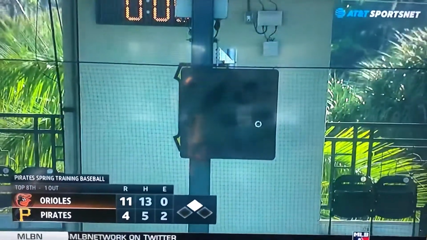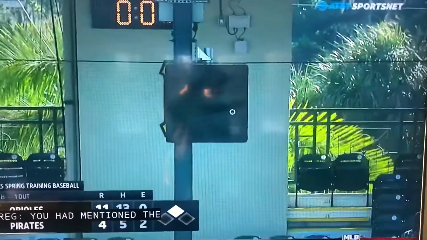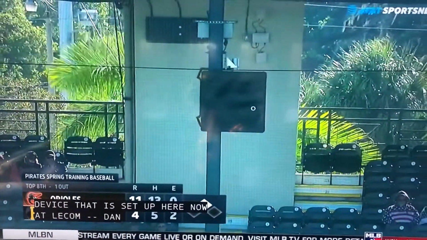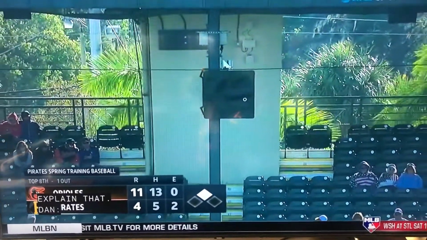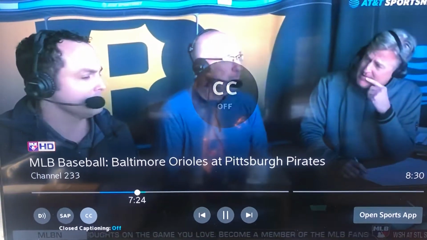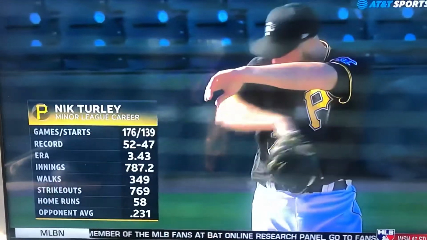Mentioned the device that is set up now here at LeagueCom. Dan Fox with us. Explain that, Dan. So this is a shot of the TrackMan radar that's been at this ballpark for a few years, and that is the radar system that during the game will report pitch velocity, movement, spin, and the batted ball information as well, exit velocity, launch angle, that sort of thing.